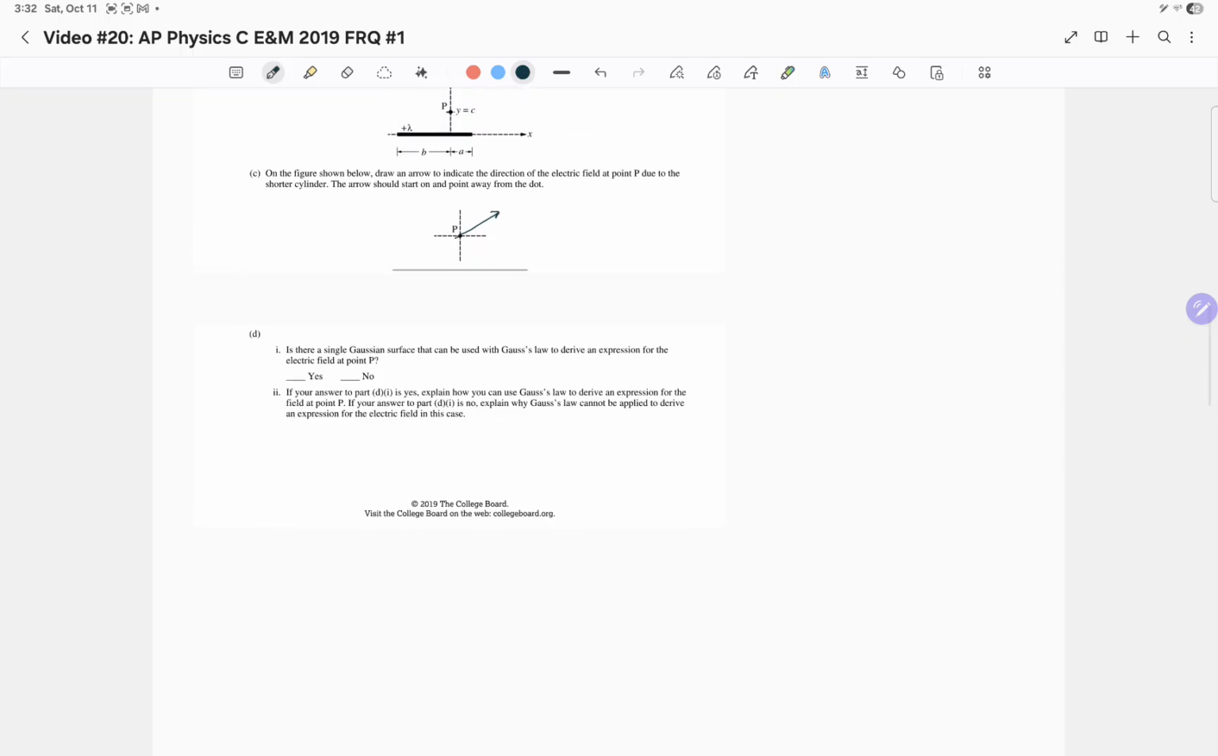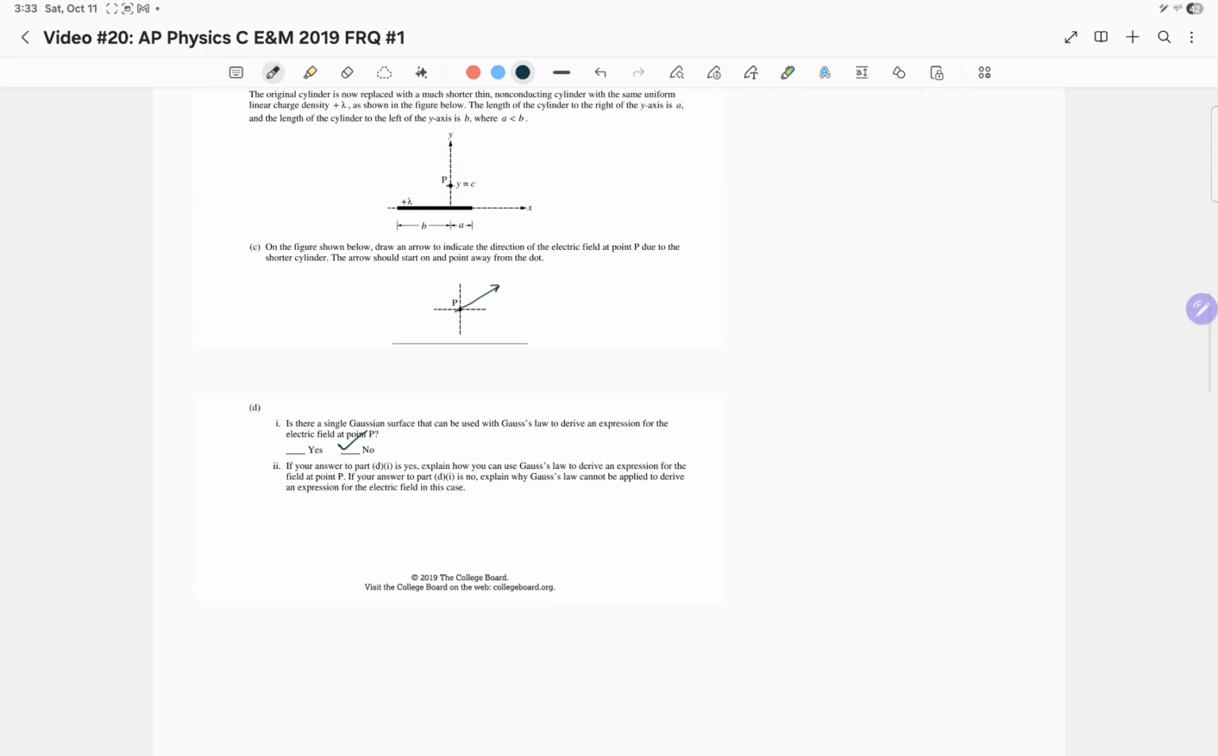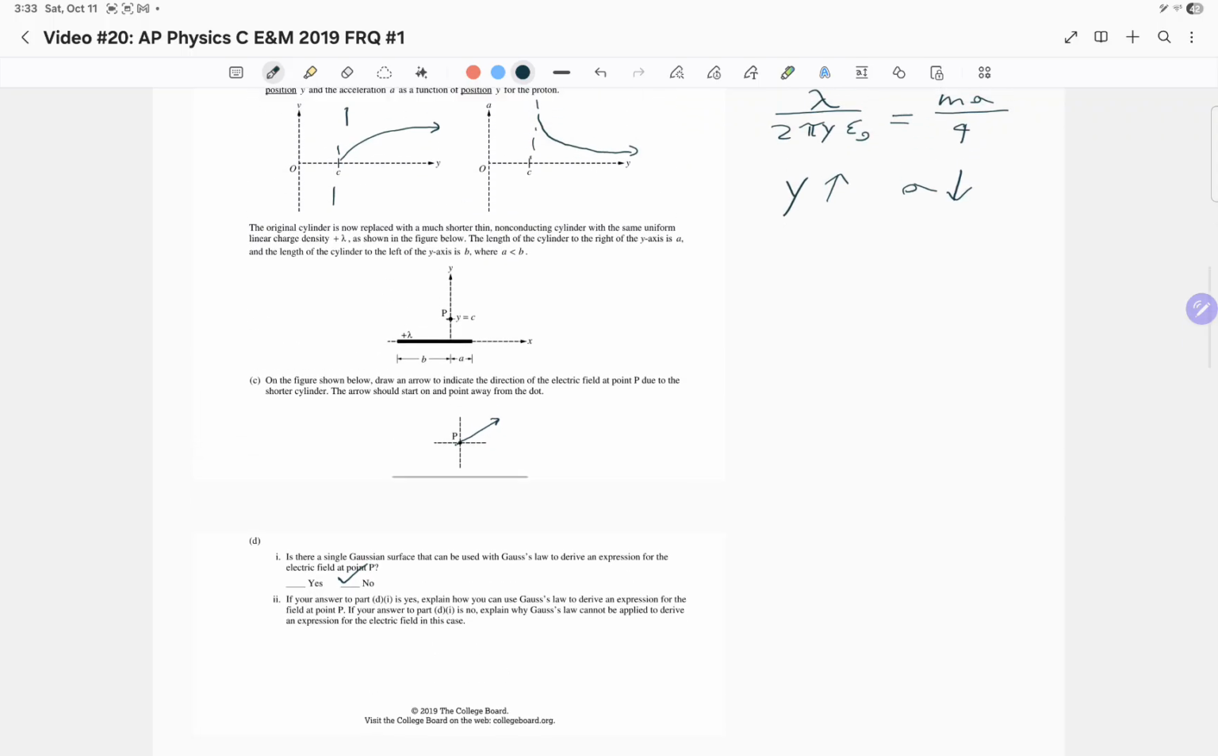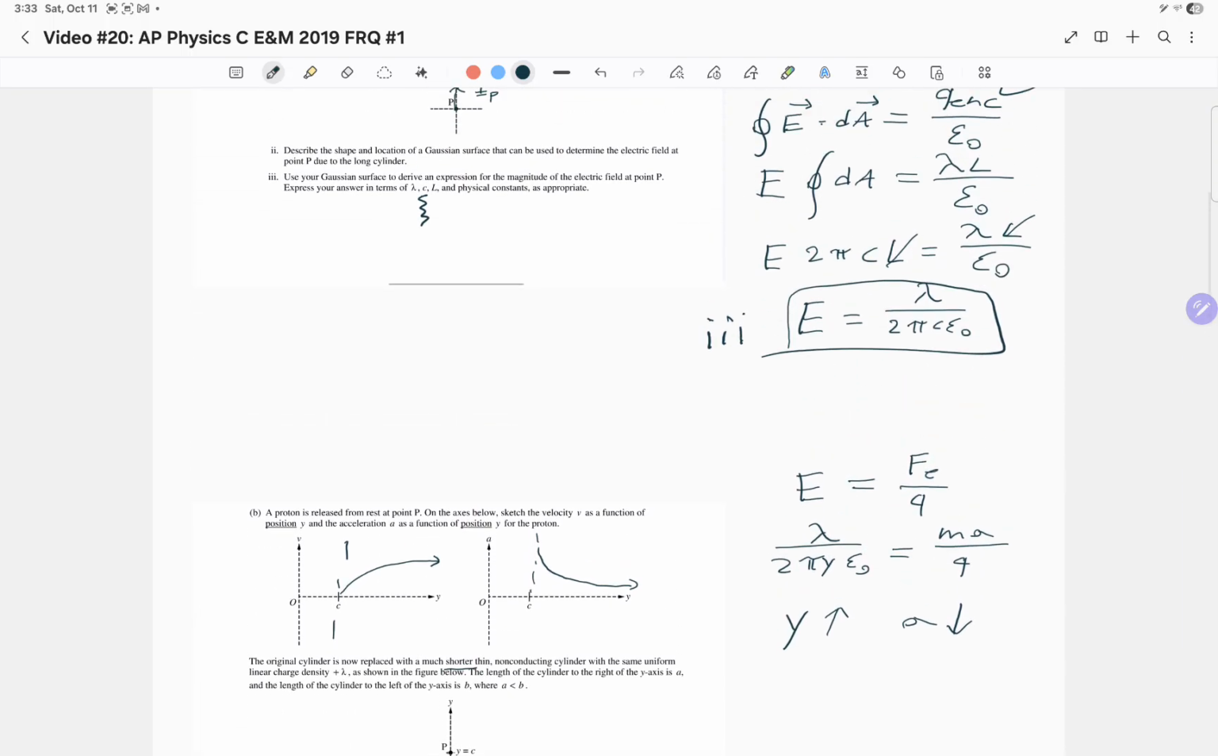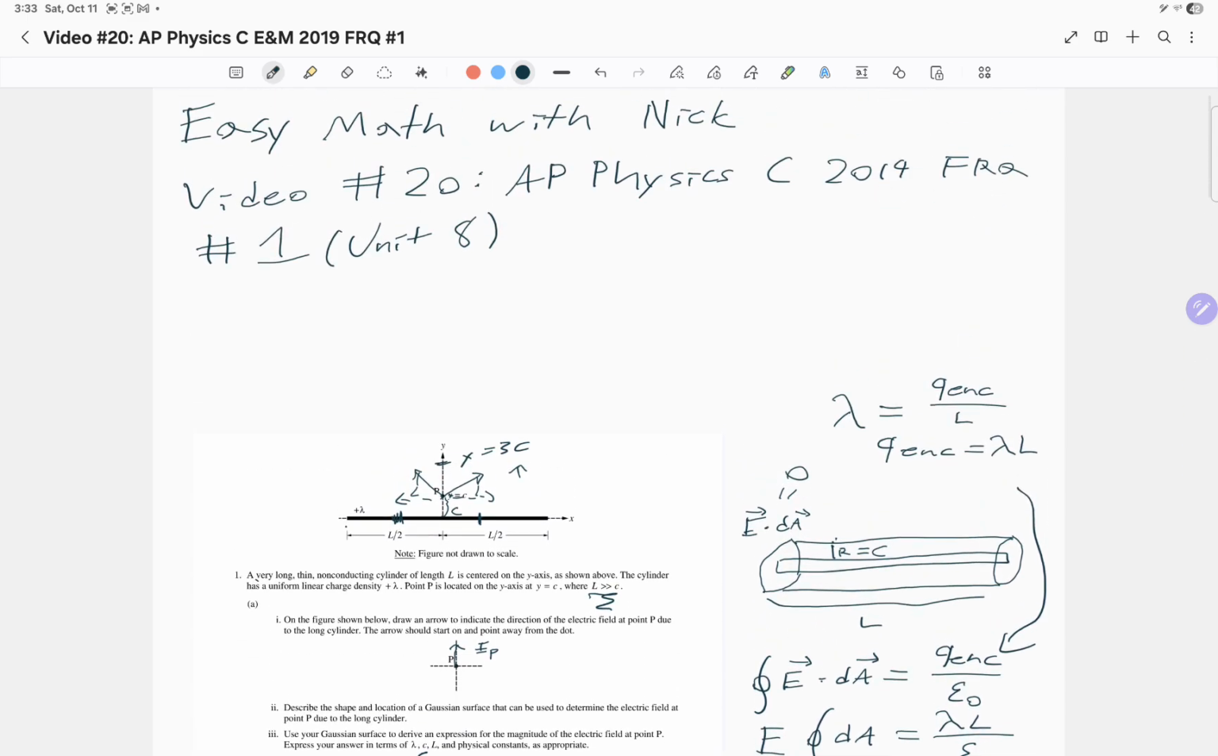Is there a single Gaussian surface that can be used with Gauss's law to derive an expression for the electric field at point P? I'll spoil it. The answer is no. You cannot use a Gaussian surface here, because now something important that they tell you here is a much shorter non-conducting cylinder. Before, it was a very long, thin non-conducting cylinder, and that was important as to why we could use Gauss's law, right?